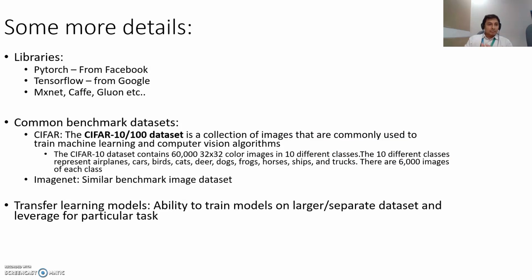I've also listed down some more details. What are the typical libraries? You have PyTorch from Facebook, TensorFlow from Google, and then there are a couple more: MXNet, Caffe, and Gluon from AWS. And what are some of the common datasets? In computer vision, we have two very common datasets used for benchmarking purposes. One is CIFAR-10 or CIFAR-100, and the other one is ImageNet.